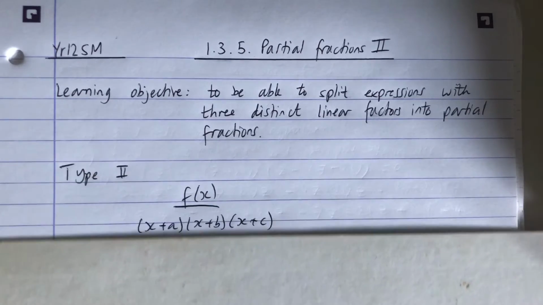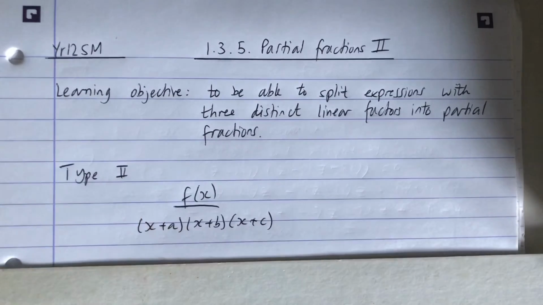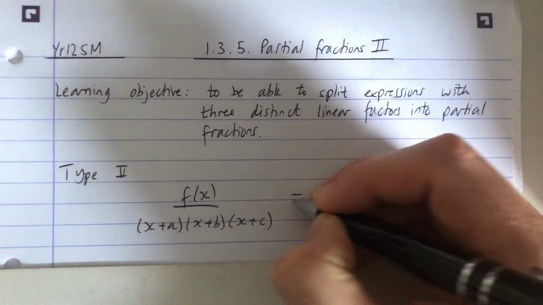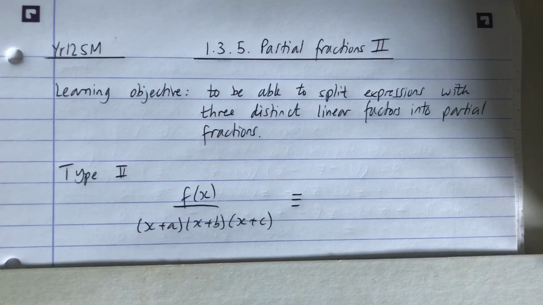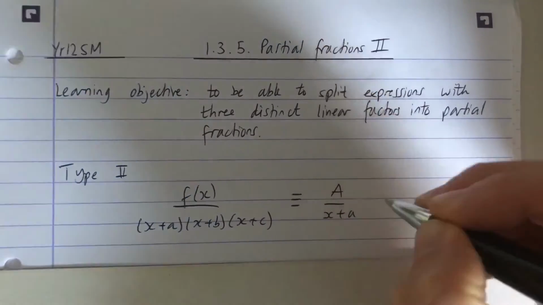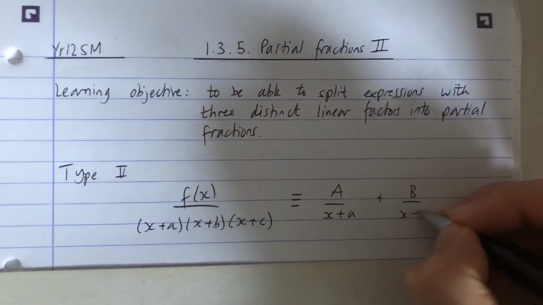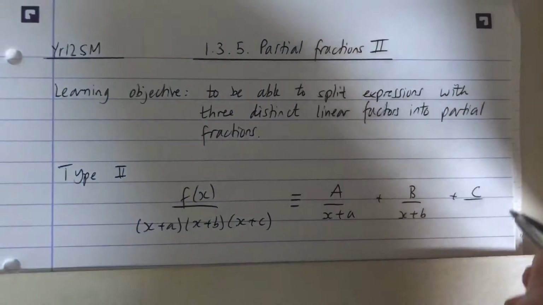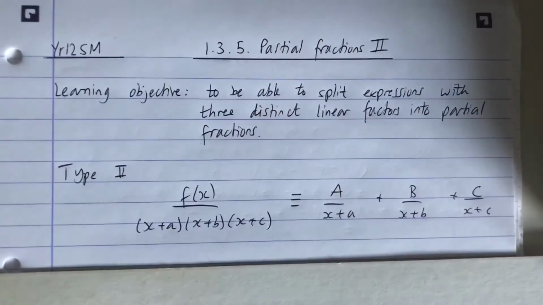What I mean by that is 3 brackets on the denominator where the a, b and c values are all different. Now firstly you have to know what these split up into. So again, you should get into the habit of using the identity symbol, and this was split up into 3 separate fractions, very similar to the previous type. So something over x plus a, something over x plus b, and something over x plus c.